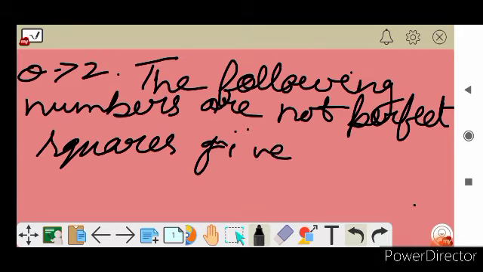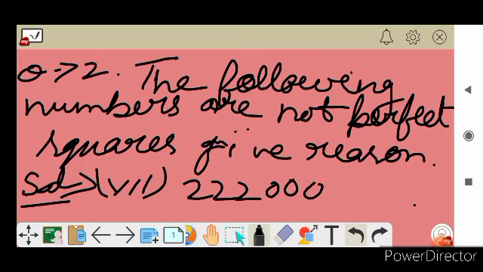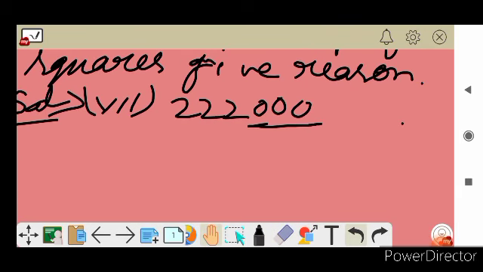Give reason. And now we will discuss the 7th part of this question. 2 2 2 0 0 0. In this question we have 3 zeros here and 3 zeros here in odd form. So this number is not a perfect square number.